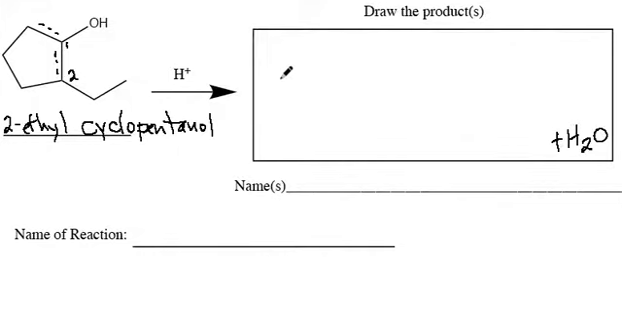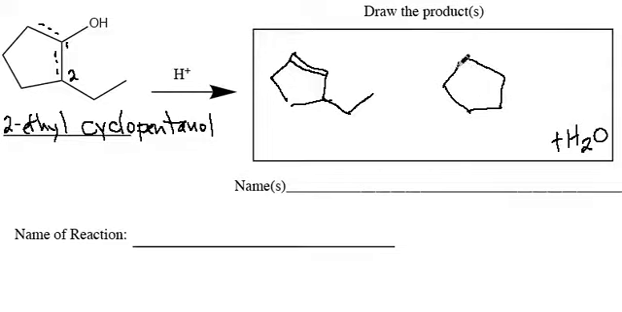The carbon backbone remains the same. Remember, we're losing the OH, and we're losing either an H from here or an H from here to form our alkene. So the first one that I'm going to draw will have the alkene right there, and then the second product that I will draw with the same carbon backbone will have the alkene right there.